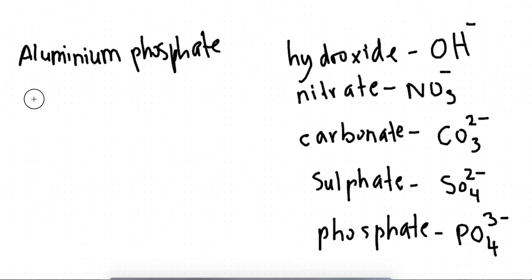We know aluminium earlier on was Al3 plus. Phosphate, we don't have to think, we just know it's PO4 3 minus. So what happens now? We have, remember, we cross multiply, but there's a 3 on top and a 3 at the bottom. Can we cancel these? Yes. Every time you have the same number on top, you cancel them. So cancel, cancel. What are we left with? AlPO4.